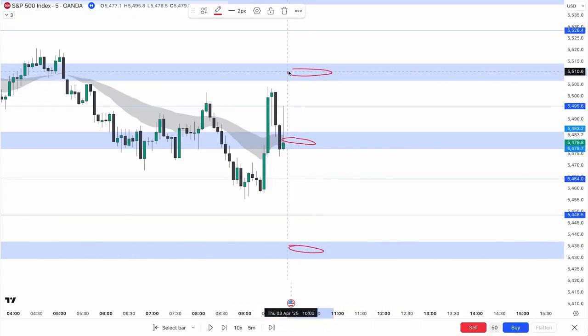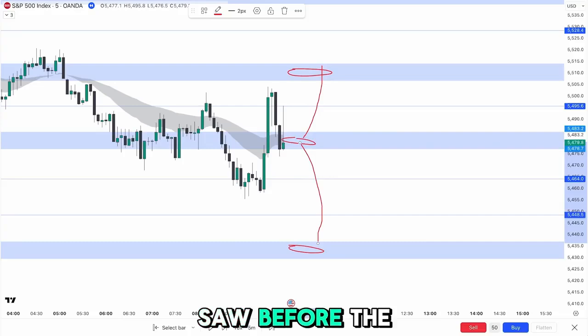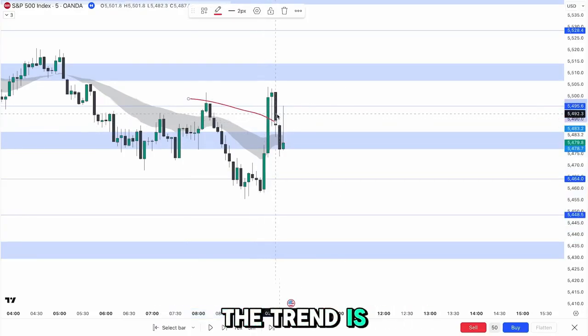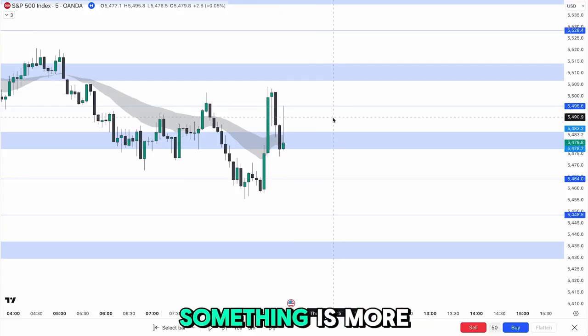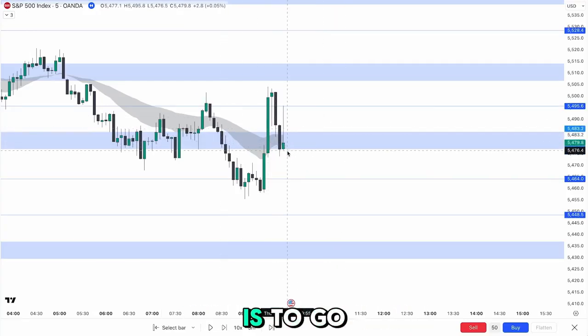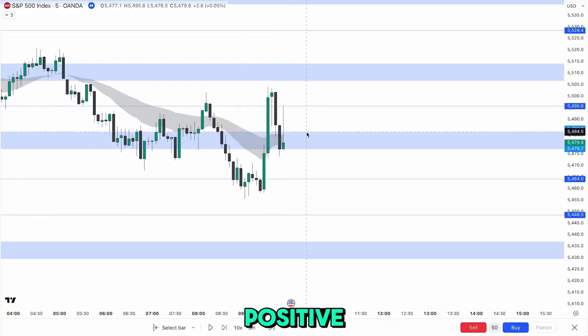We have two choices. Either the price will move to the supply level above or it'll move to the demand level below. And as we saw before, the cloud indicates that sellers have trend and momentum on their side. And trading with the trend is automatically an edge because by definition, something is more likely to happen than not. The price is more likely to keep moving in that direction than it is to go in the other direction. So over time, you'll have probability on your side and be net positive.